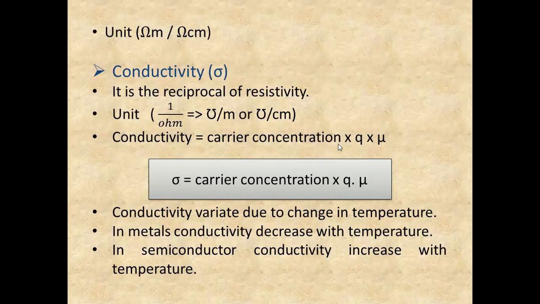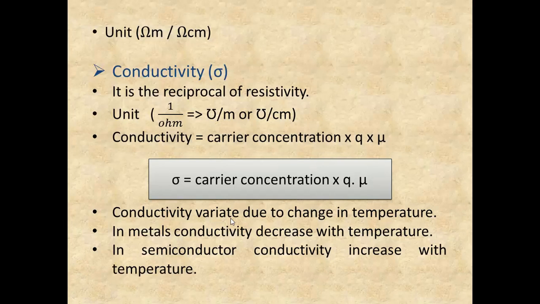There are numericals coming on this formula, so be very clear that whatever formula I'm discussing is very important for your exams. So focus on these numericals, and if you get any numerical based on this, you should be able to solve it. So conductivity is denoted by this notation, and that is equal to carrier concentration into magnitude of q into mobility. I can say that the conductivity of any material depends on three things: carrier concentration, magnitude of q, and mobility.